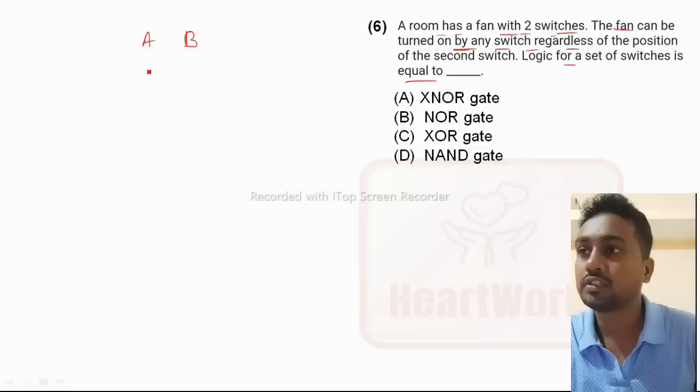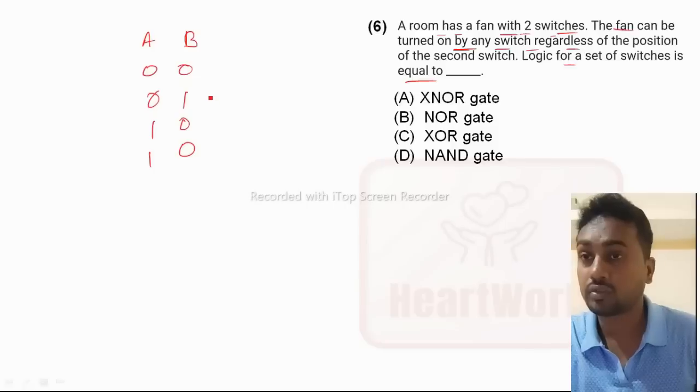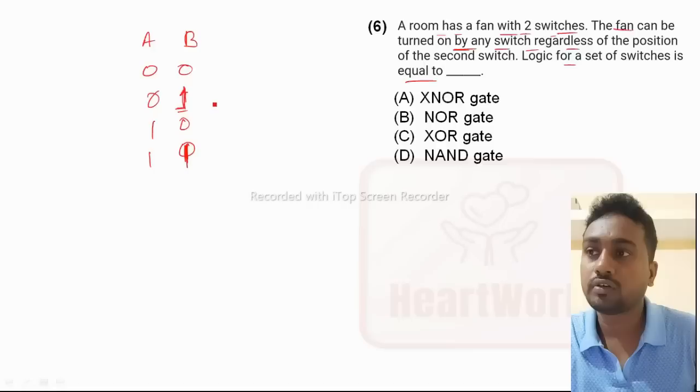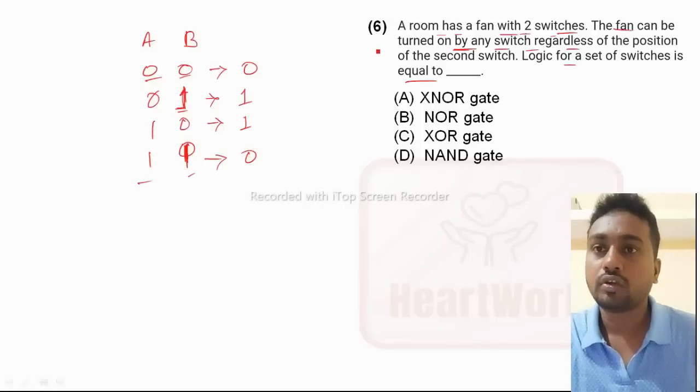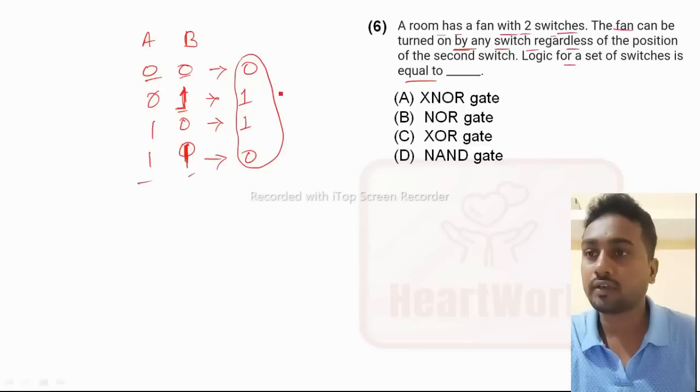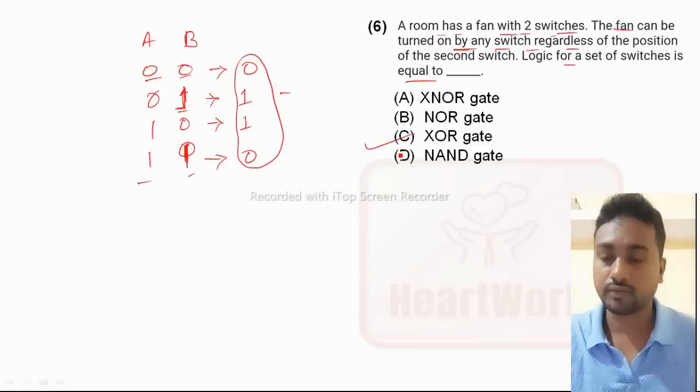Suppose the inputs are 0 0, 0 1, 1 0 and 1 1. The meaning of the question is if at least one is on, that is 1, then the output will be 1, that is, the fan will be on. Or the condition is if the same position is there, then it will be off: if 0 0 is there, then it will be off, if 1 1 is there, then it will be off. So this is the truth table according to this question. What logic has this truth table? This is the XOR gate. So XOR gate, option C is the right answer.